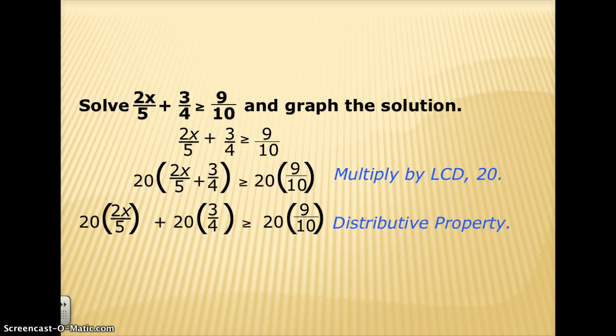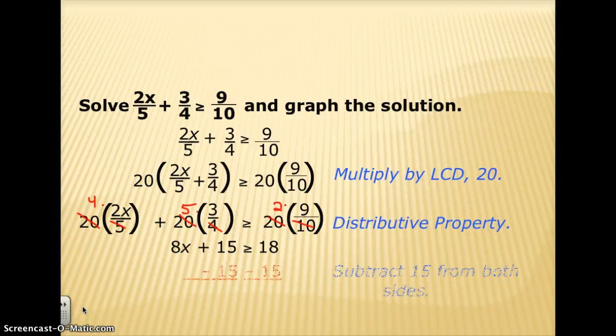So if everything gets multiplied by 20, we're going to do some canceling. 20 will cancel with 5 to become 4. So we'll multiply 4 times 2. 20 will cancel with 4 to become 5, and we'll do 5 times 3. And 20 will cancel with 10 for 2, and we will do 2 times 9. So we get 8x plus 15 is greater than or equal to 18.